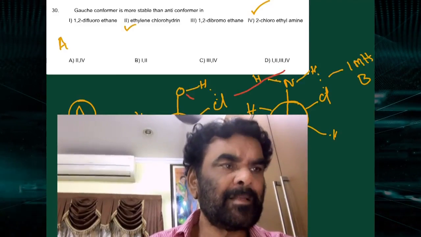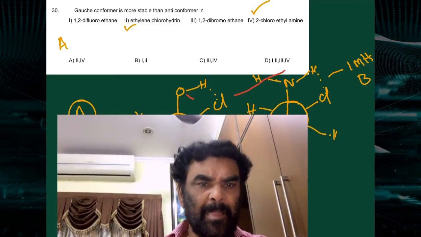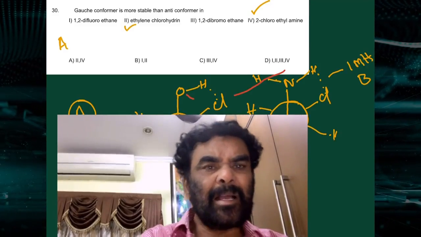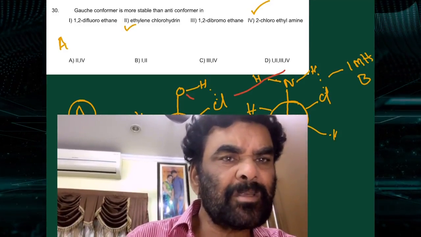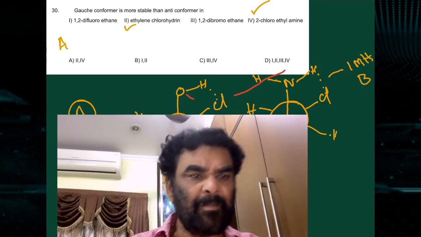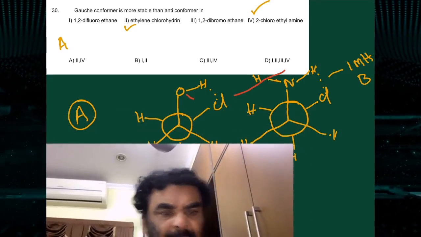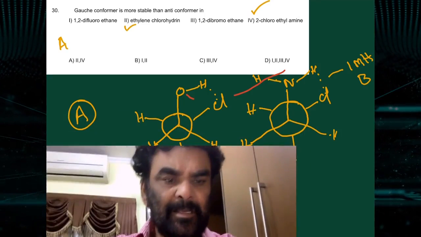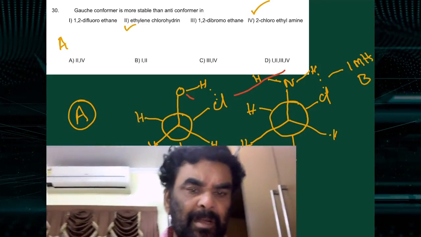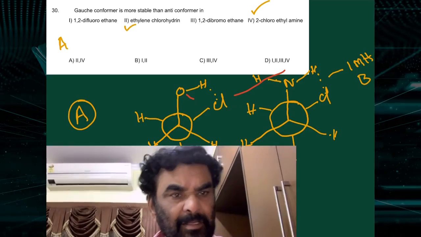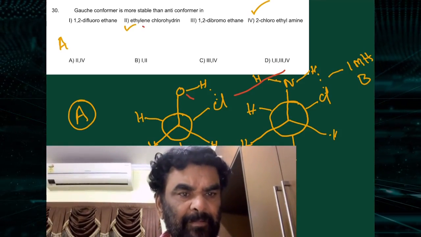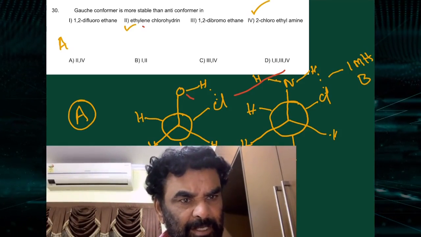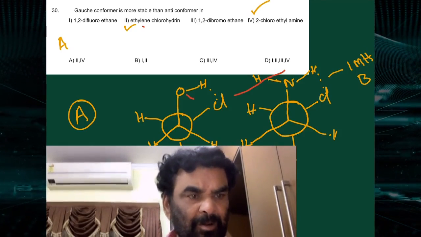The next one is: the gauche conformer is more stable than the anti conformer. Here I have given this gauche conformer. This is possible in the case of ethylene chlorohydrin, where there is an OH and intramolecular hydrogen bonding.